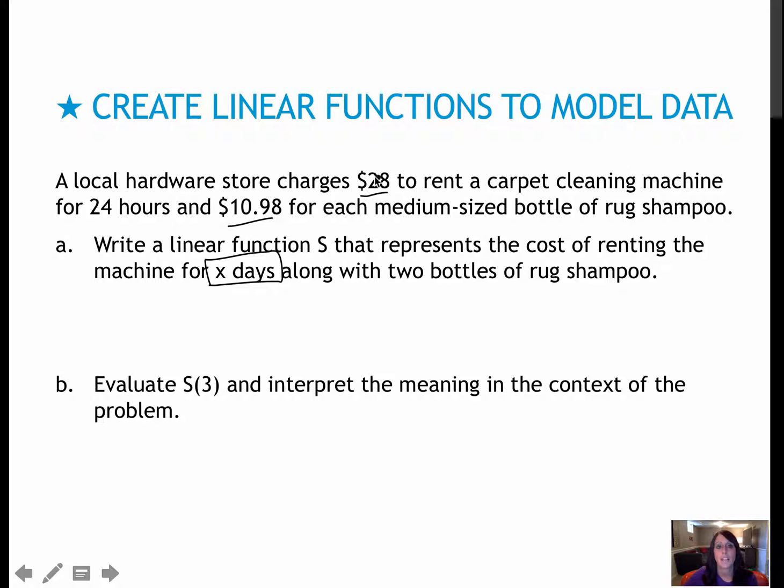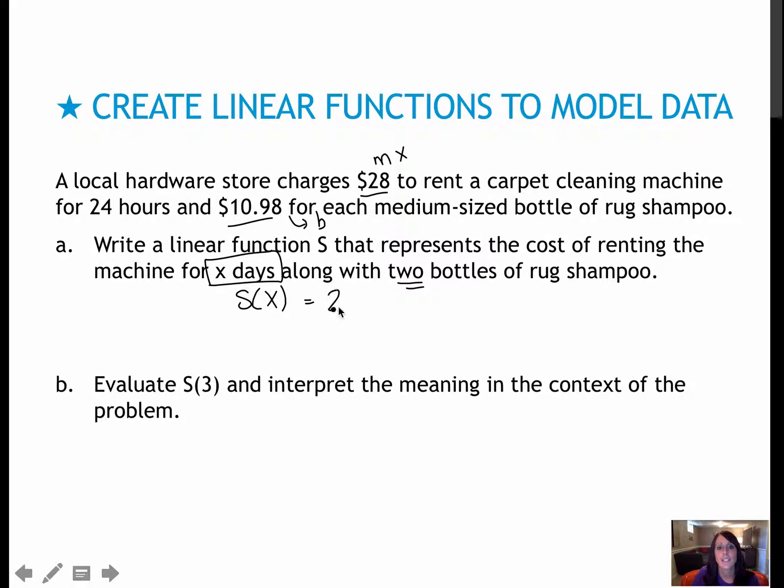So looking at this, we have to determine which is the B value and which is the M value. So if X is days, it would make sense that I would be taking X times the 28, since it's $28 per day. So this is my M value that I'll multiply by X. $10.98 would be my B value, but I have to pay attention to how many medium-sized bottles of rug shampoo they purchase. So I'm writing a linear function S, so S of X, that represents the cost of renting the machine for X days, along with 2 bottles of rug shampoo.